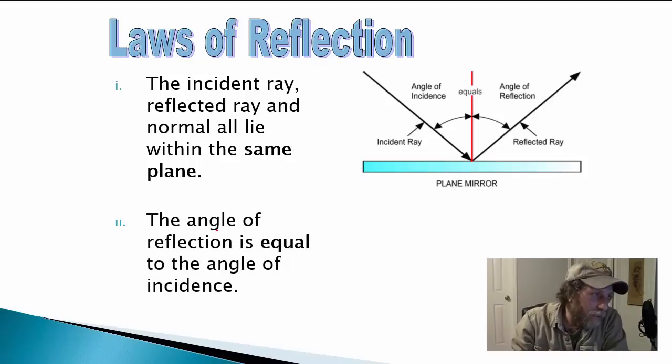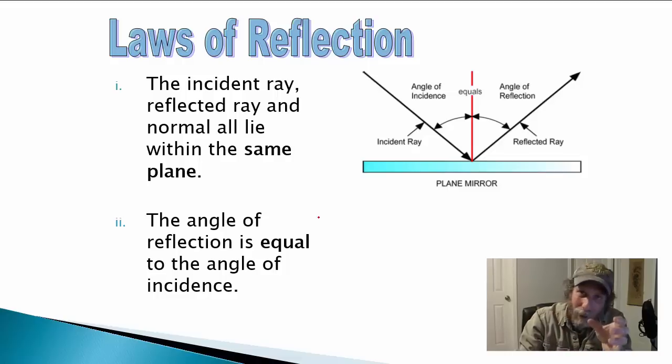The angle of reflection is equal to the angle of incidence. And this is what I've been talking about earlier. The angle of reflection is equal to the angle of incidence. One of the laws of reflection. And that's something that you generally prove in the science lab with the ray box and the plane mirror and measuring the angles and stuff like that.